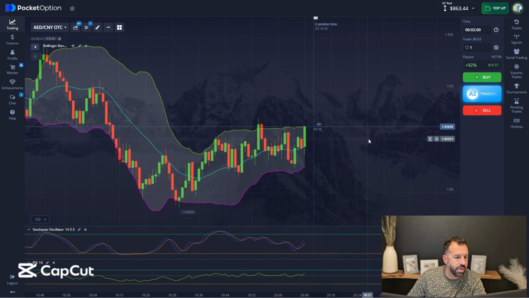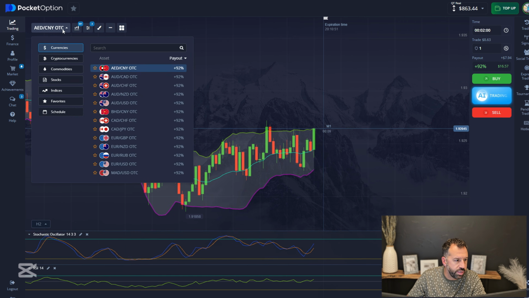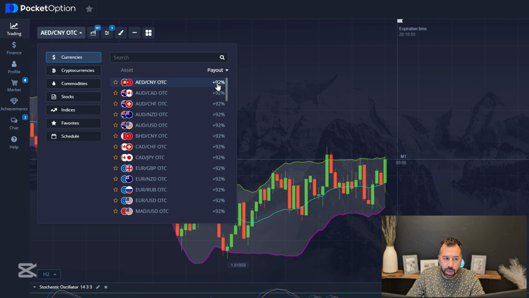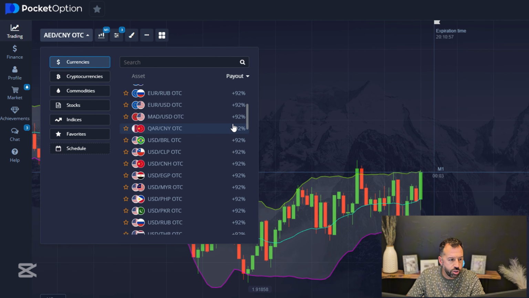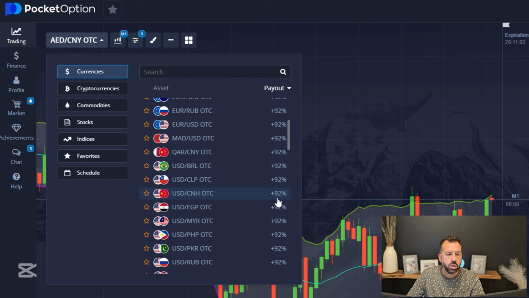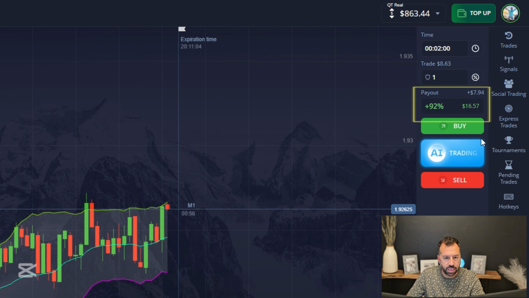All right, on the main Pocket Option dashboard, a couple of things to take note of. I am working within OTC pairs, which they all are right here. You want to make note of the payout at 92%. As you scroll down here, you'll get into 73, 69, 50. So when you are trading, make sure that this payout says 92, whatever pairs you are on.